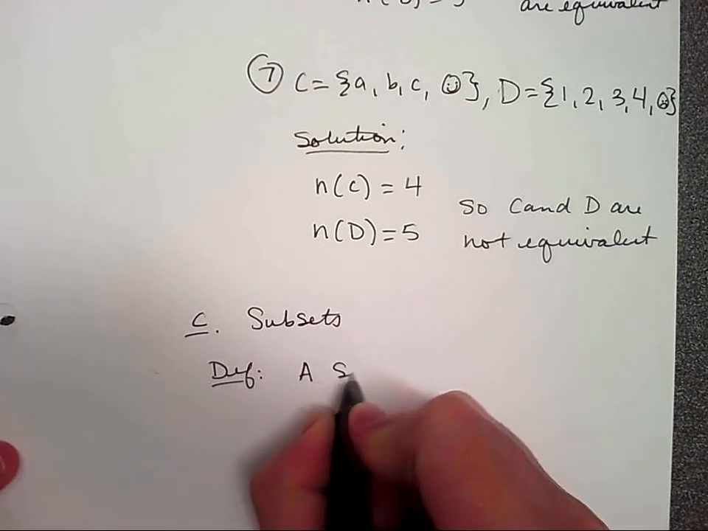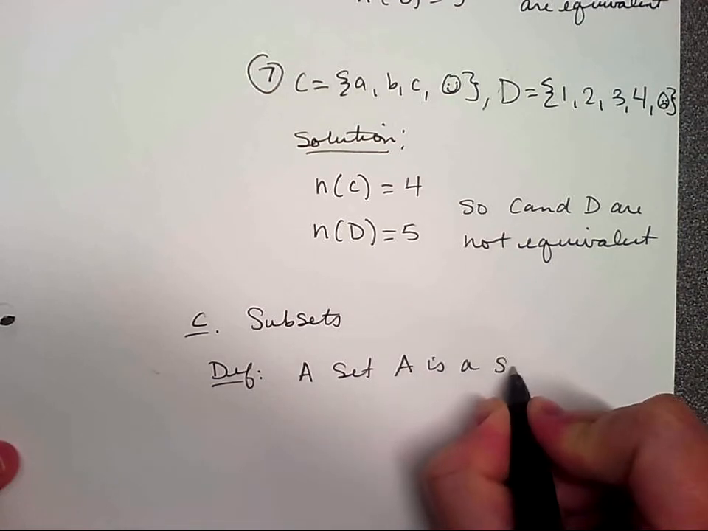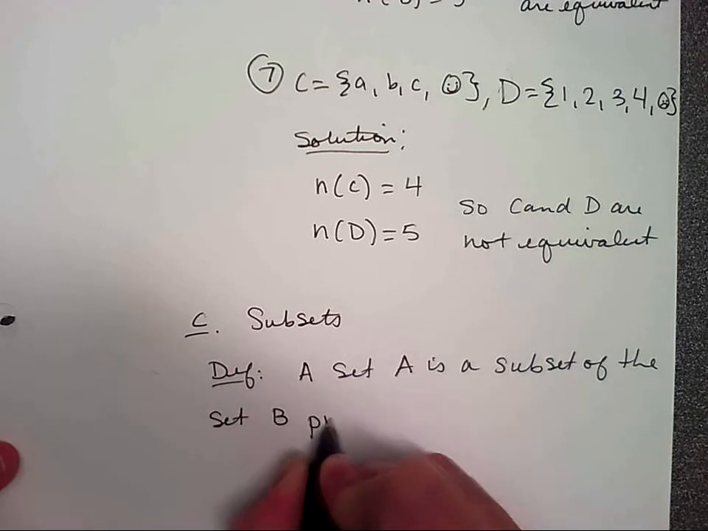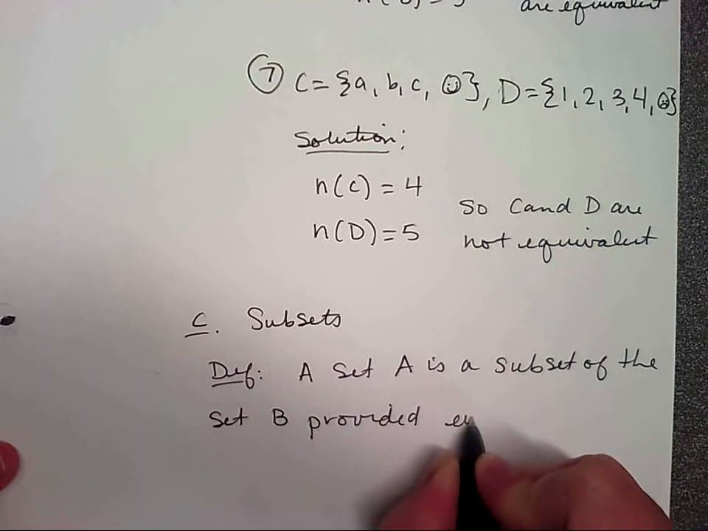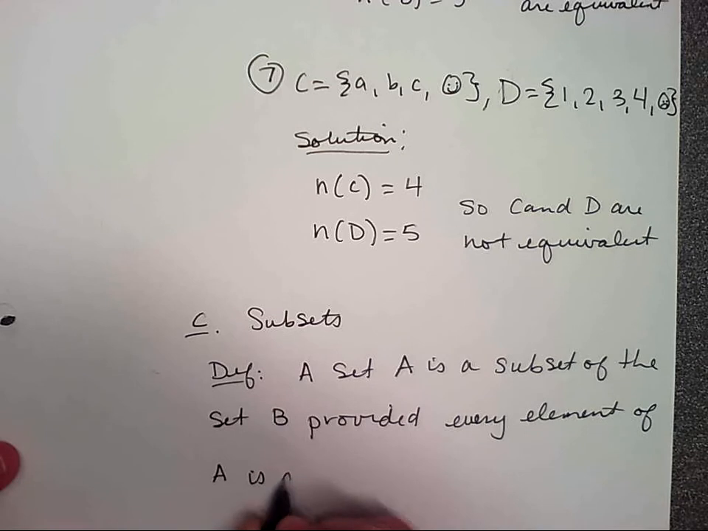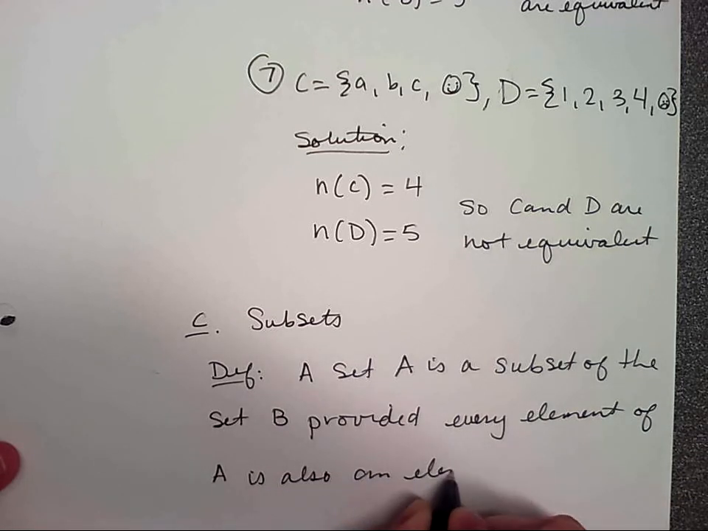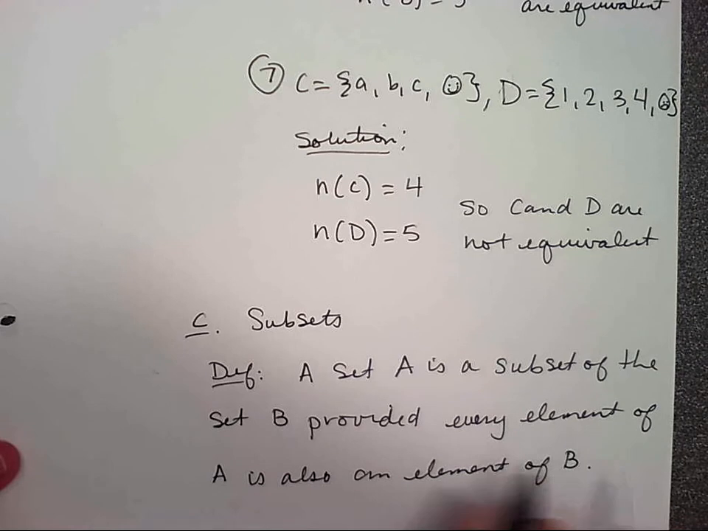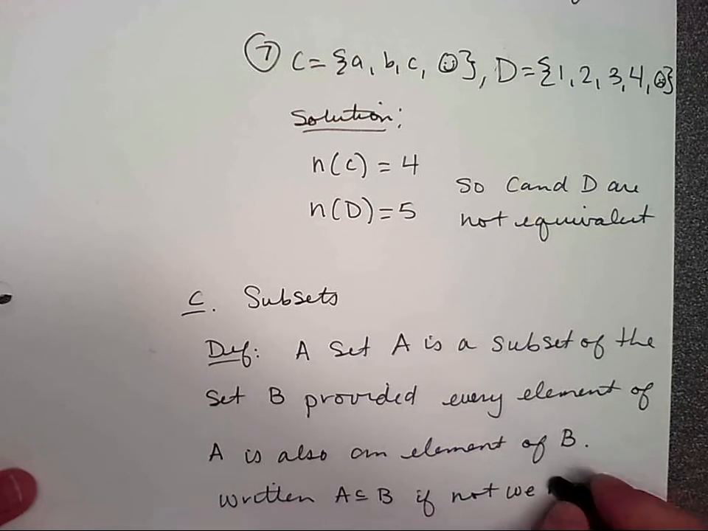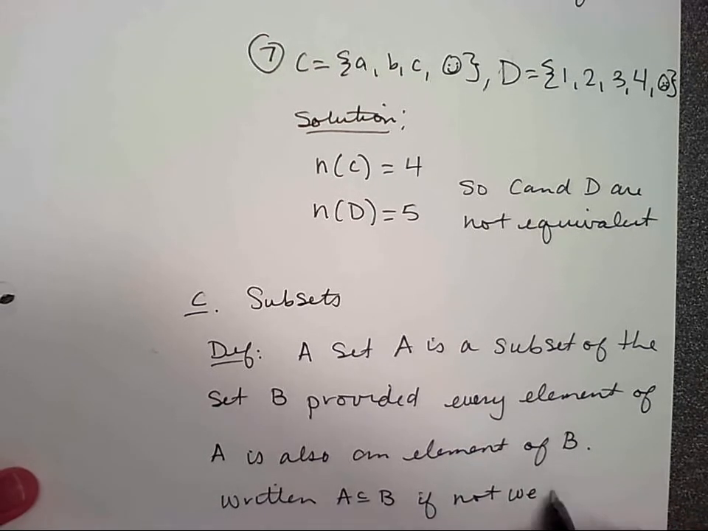So a set A is a subset of the set B, provided every element of A is also an element of B. So we write that A is a subset of B. If not, we write A is not a subset of B.